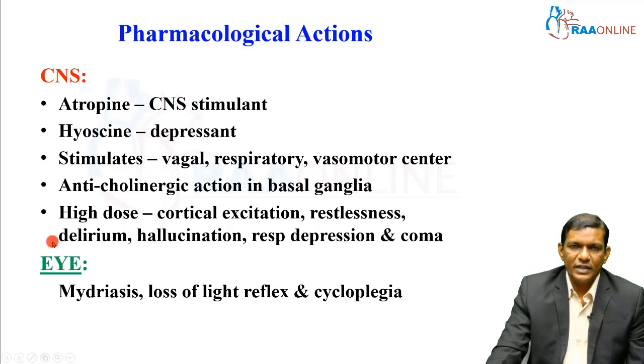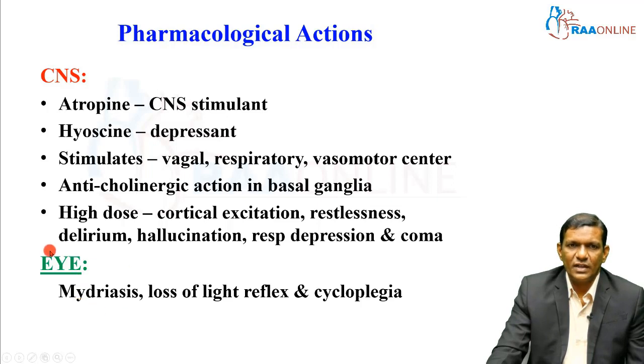Then comes the eye. This is the most important effect. As I said earlier, mainly this group of drugs is used by ophthalmologists for eye checkups to dilate the pupil, so it produces a mydriatic effect by blocking the receptor. As I told you earlier, in the cholinergic drugs I talked about the different types of muscarinic and nicotinic receptors and the various subtypes where they are present.